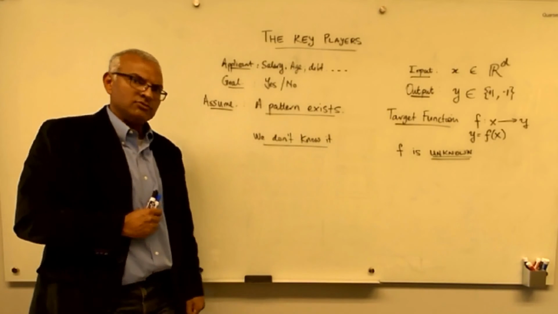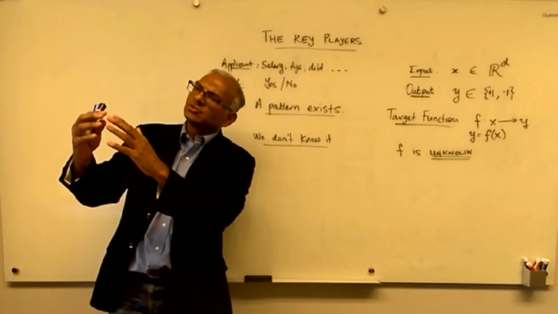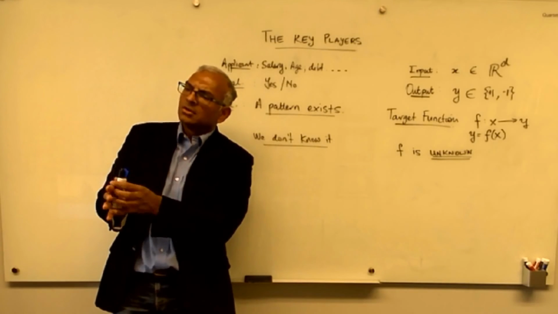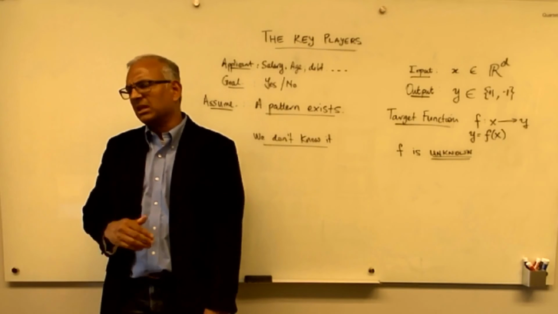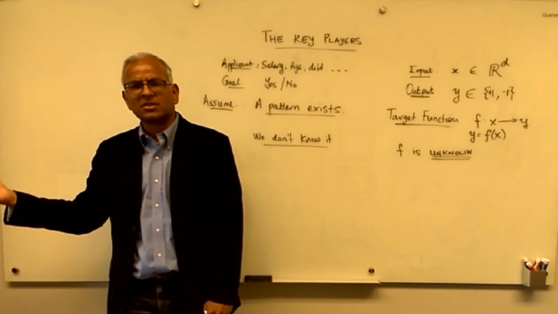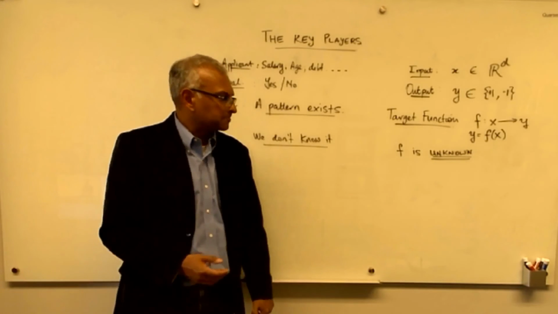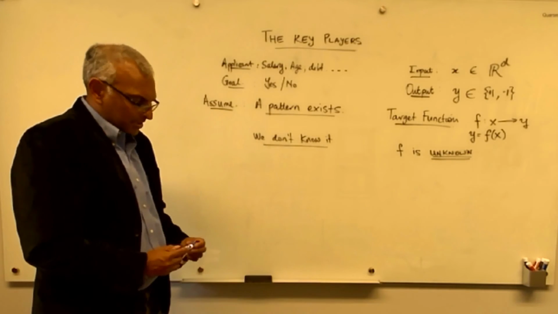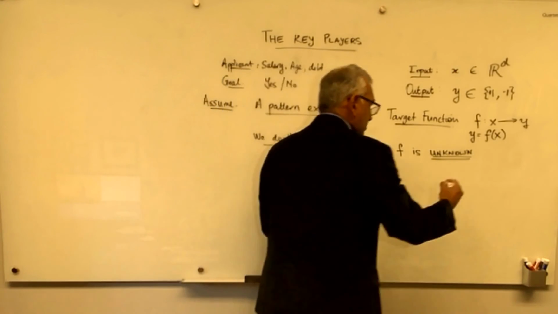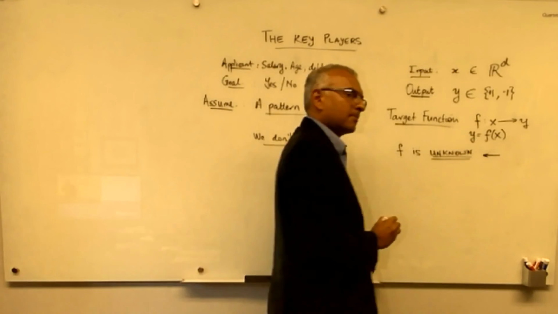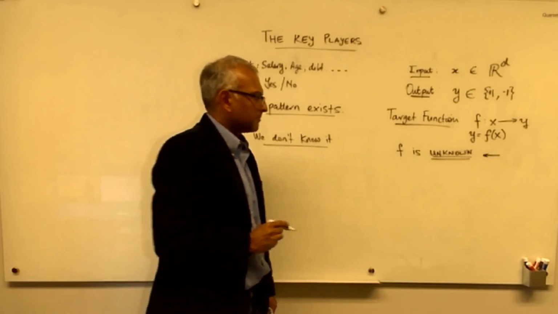If you try to think about what kind of function relates an absolutely generic picture and outputs plus or minus 1 if there's a tree, it's probably a very complicated, bizarre target function, which is truly unknown. It could be almost anything. Now, this is one of the things that makes machine learning very hard.